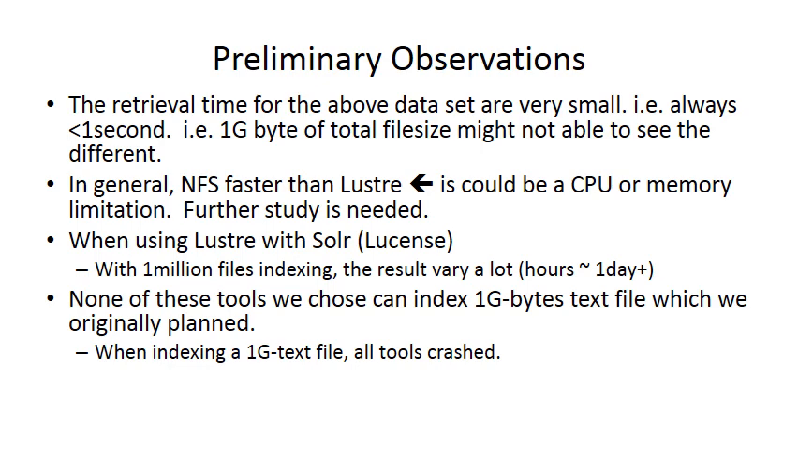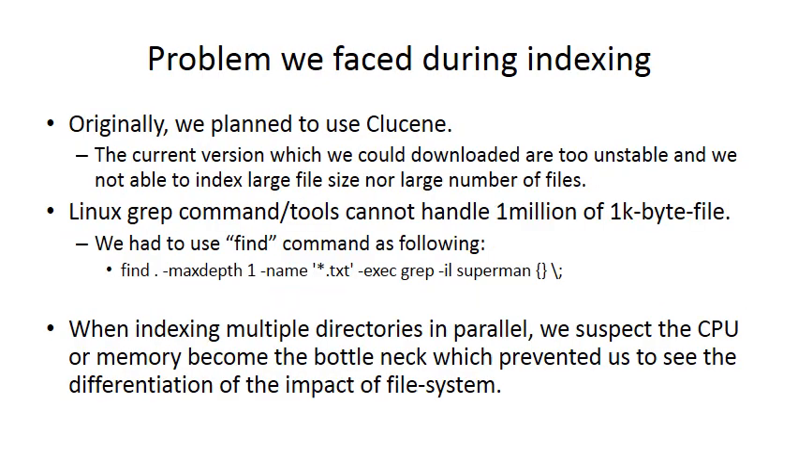And none of the tools we mentioned can handle the 1 gigabyte file size. It always crashes when we run the tools, so that's why we don't see the result earlier. And a problem we faced when we did indexing is that originally we planned to include CLucene. It turns out that the tool we can download is too unstable. It couldn't do a big file, and it couldn't do a larger number of files. Also, the grep command by itself was not able to take millions of files, so we had to combine it with the find command to do that.